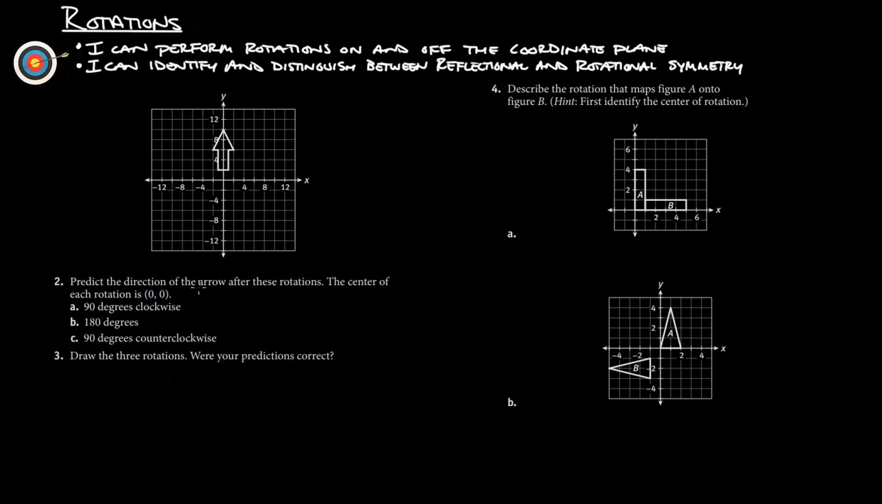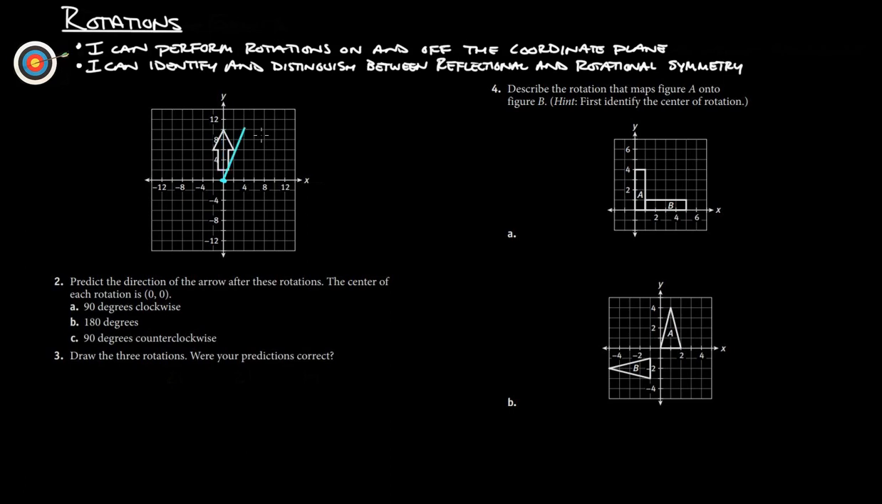Let's look at another one here. Here's number 2. Predict the direction of the arrow after these rotations. The center of each rotation is at 0, 0. So again, we're starting here at the origin, and we're just going to try to predict. So 90 degrees clockwise. If we start with this and go 90 degrees clockwise, it's going to be like that here. If you'll notice, right here is the top of the arrow. So I'm going to predict that it's going to point to the right.